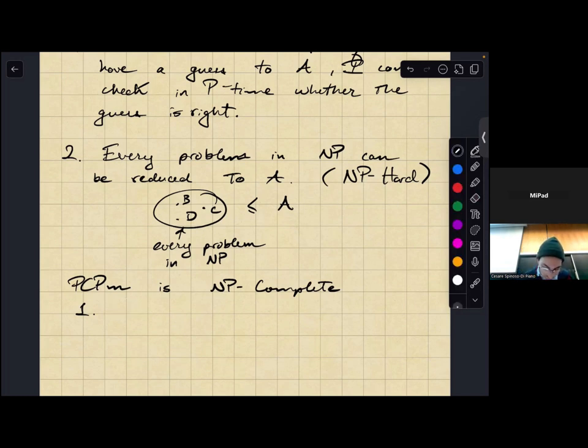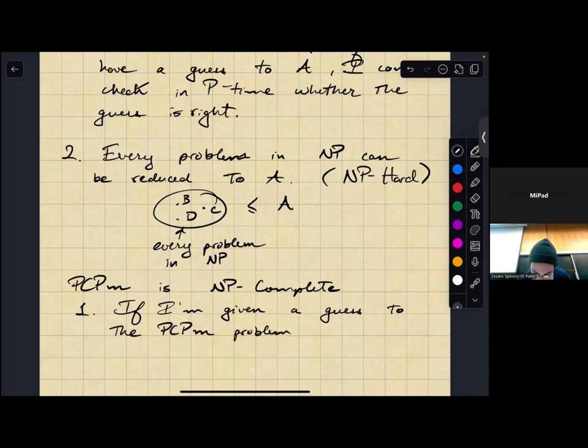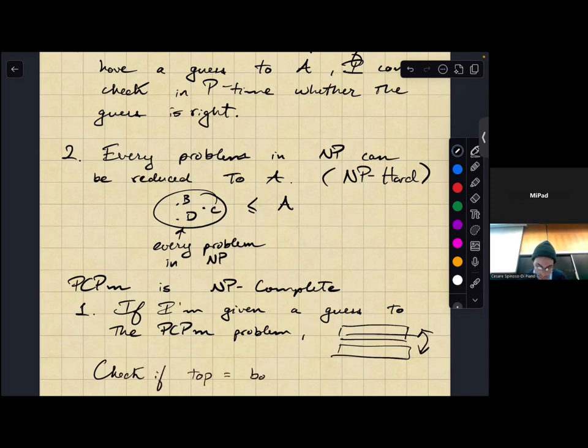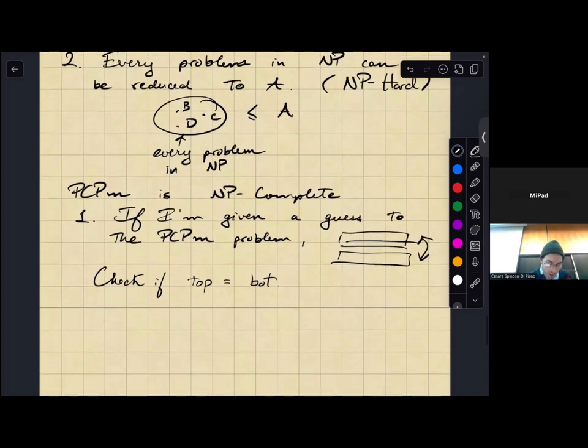So if I'm given a guess to the PCPm problem, meaning I'm given a solution, I say I use these tiles at most this many times, and this is the top, and this is the bottom. Then I just check if the top is equal to the bottom, and I can do this in polynomial time. Now, the harder part is to show that this problem is NP-hard.